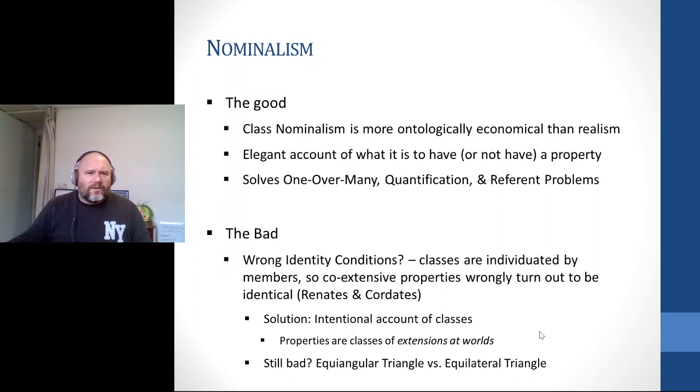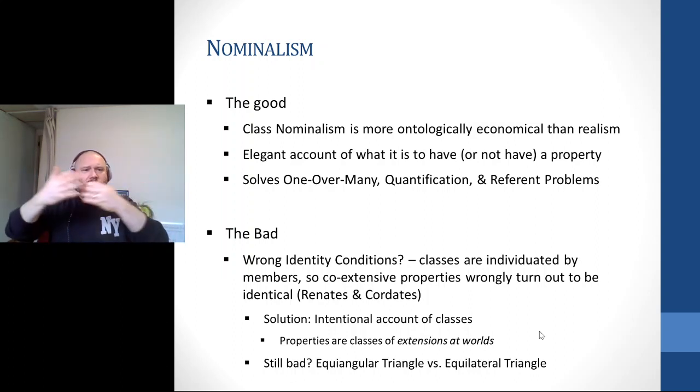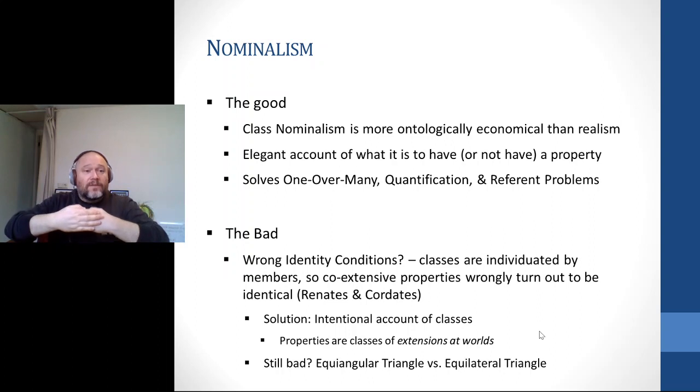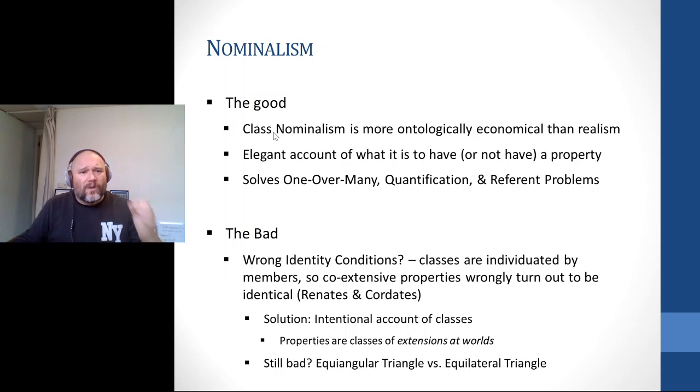Now why is that weird? Well, because they should be two different properties. Having a kidney system is one thing, having a heart is another. But it turns out that they're coextensive. So, given the axiom of extensionality, they're the same set. And if they're the same set, then the class nominalist has to believe that they're the same property. And that rubs a lot of people the wrong way.